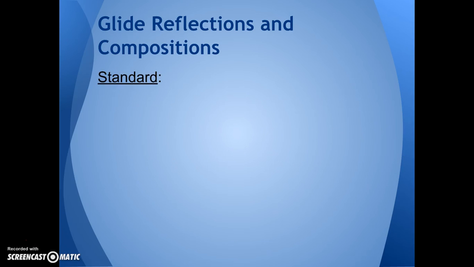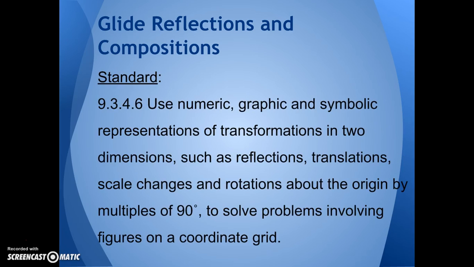The standard from the Minnesota Math Standards is 9.3.46. Use numeric, graphic, and symbolic representations of transformations in two dimensions, such as reflections, translations, scale changes, and rotations about the origin by multiples of 90 degrees, to solve problems involving figures on a coordinate grid. So here we're using not just one translation, but two transformations at once.